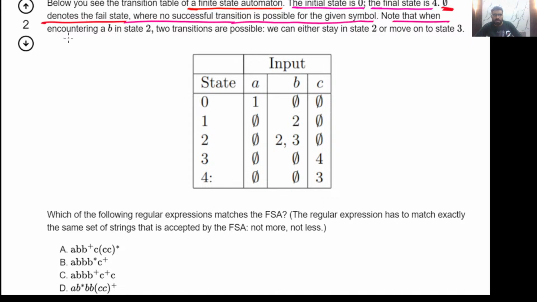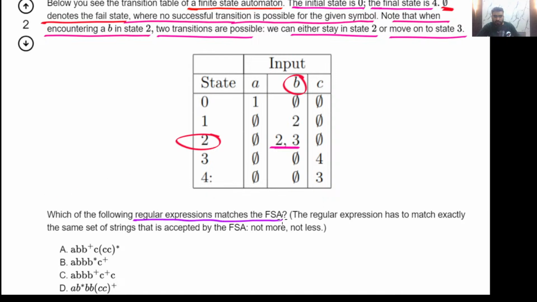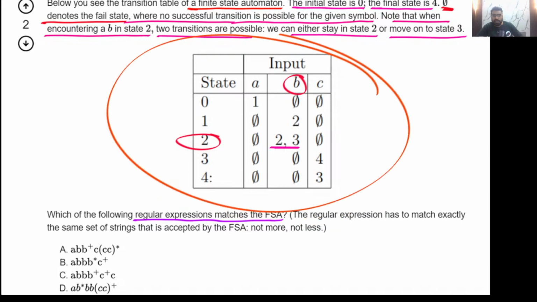Note that when you are in state 2 and you encounter the symbol B, two transitions are possible: either you can go to state 2 or you can move to state 3. Very simple point. Now, the question is asking which of the following regular expressions matches the finite state automaton, that is, which regular expression represents the language accepted by this automaton. This automaton will accept a regular language.